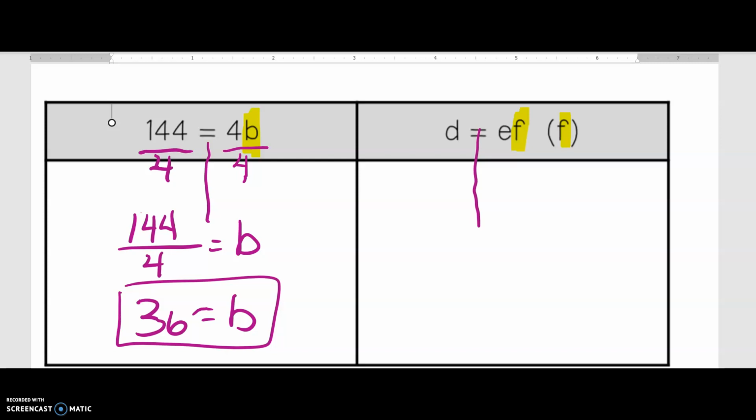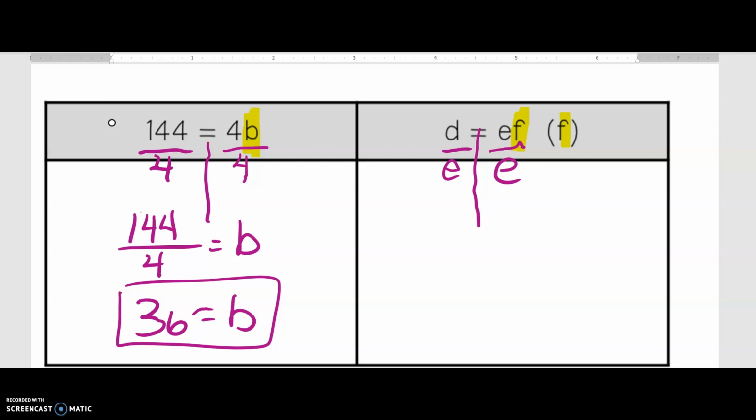So we're going to do the exact same thing. We're going to start by using our inverse operations to get rid of everything else that's over here on the right-hand side with our f. So right now we have e times f. And just like we did on the first one, when it was 4 times b, we do the opposite of multiplication, which is division. So we're going to divide by e. And just like all of our solving problems, whatever you do to one side, you must do to the other side. So I'm going to divide this other side by e.